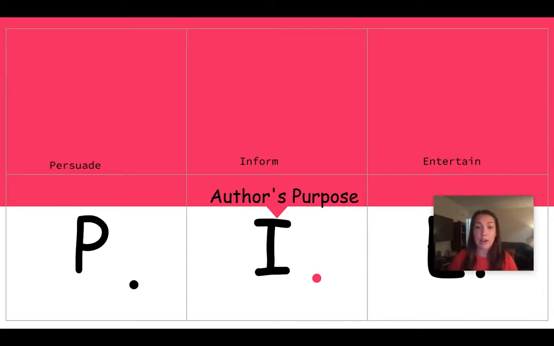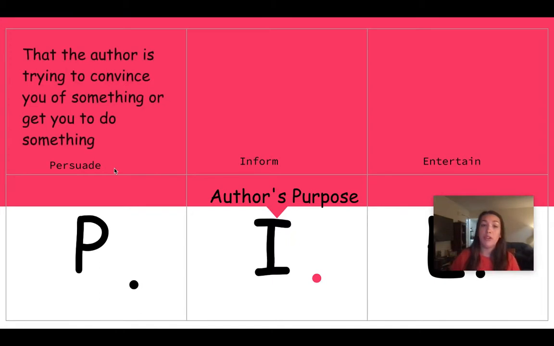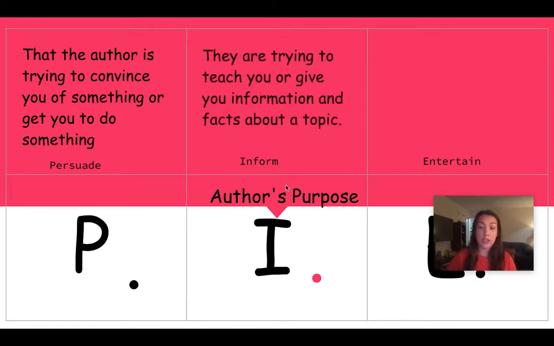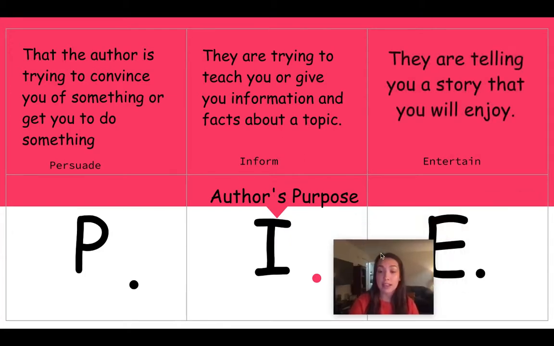So in this diagram, you can see that the first one is to persuade, which means that the author is trying to convince you of something or get you to do something. The I is to inform, which means that they are trying to teach you or give you information and facts about a topic. And then lastly, the E, which is they are telling you a story that you will enjoy.